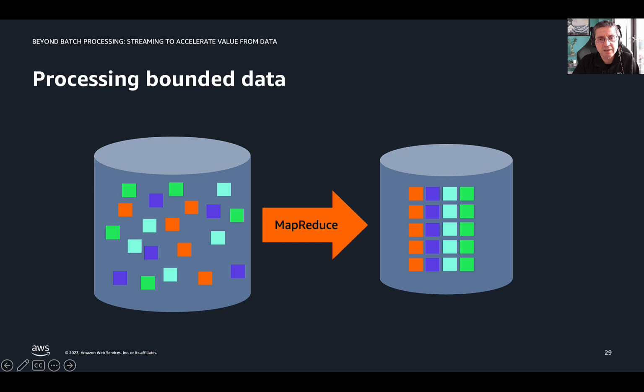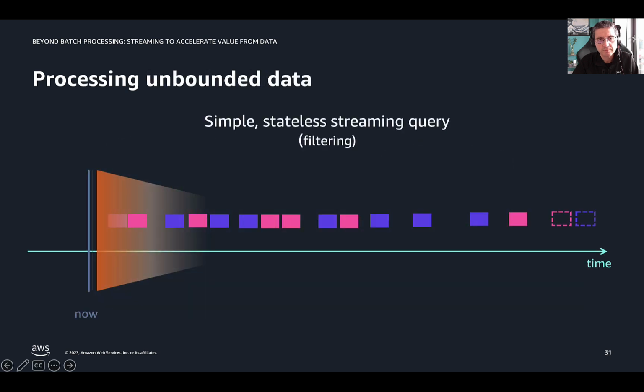If we're using a big data framework like MapReduce or any distributed query engine, what we are doing is parallelizing the processing, splitting across nodes, but we are still processing finite data sets in a single and finite run. With streaming, the process is completely different. Remember, our stream of data is infinite. We can never see all the data.